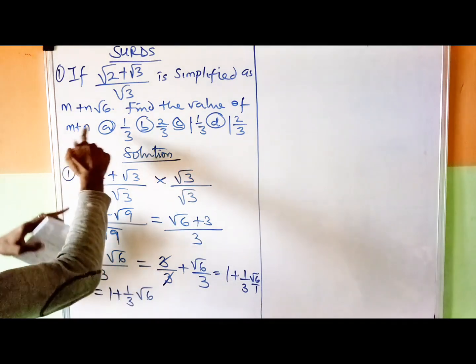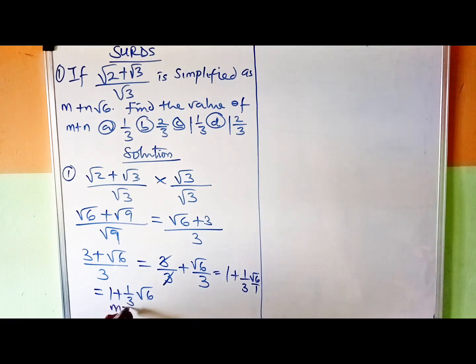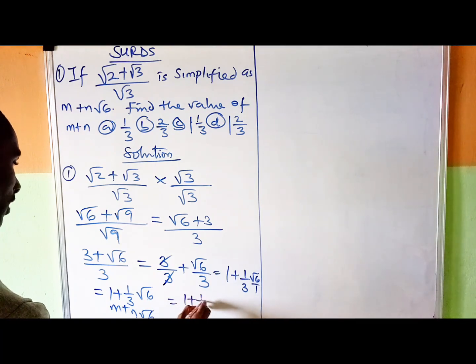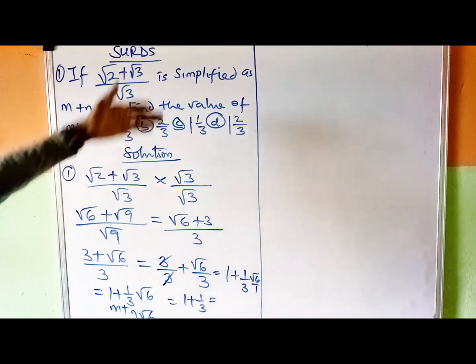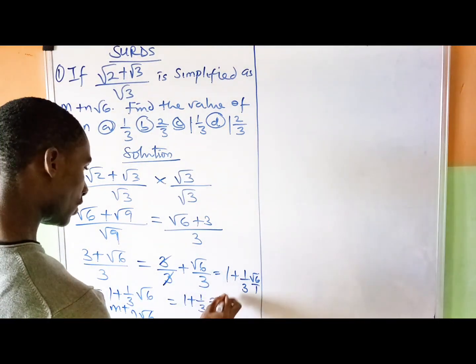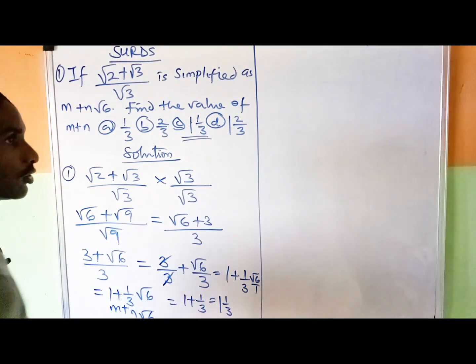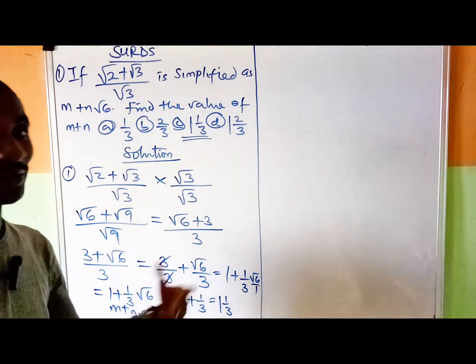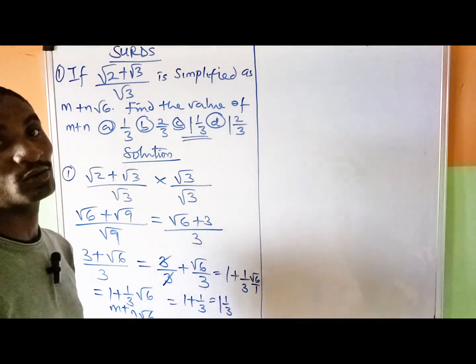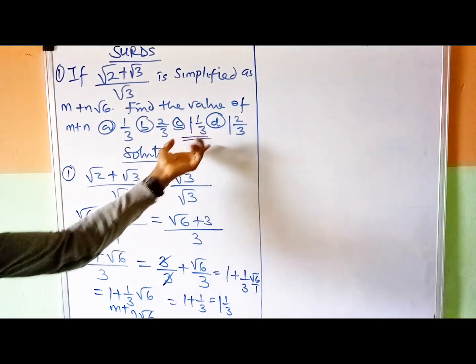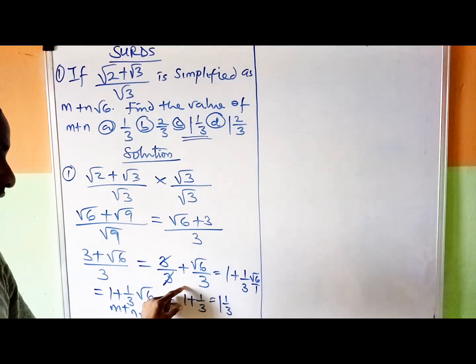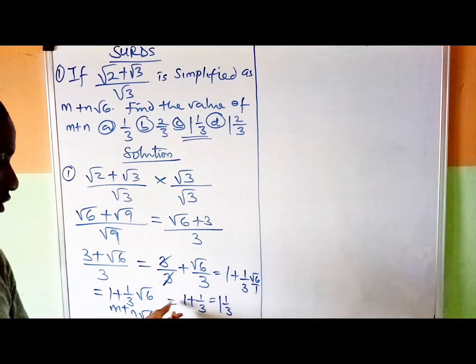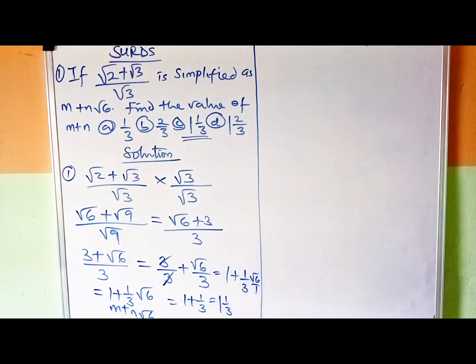If you compare this to m plus n root 6, can you see that your m is 1, your n is 1 over 3. So all you need to do is add 1 plus 1 over 3, and you're going to get your answer. Your answer is going to be 1 whole number 1 over 3, and that is this option. If you find the LCM, convert to an improper fraction, and convert back to a mixed fraction, your answer is 1 and 1 over 3. So you don't even need to find the LCM. When you have 1 added to any fraction, you just get your answer, 1 and 1 over 3.